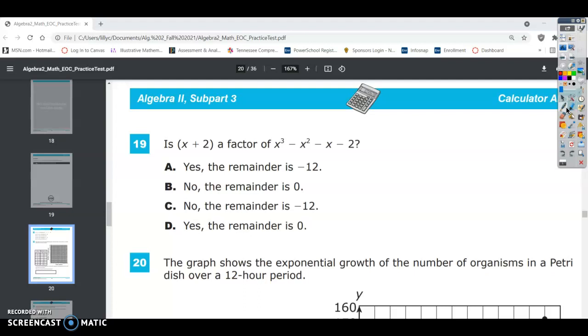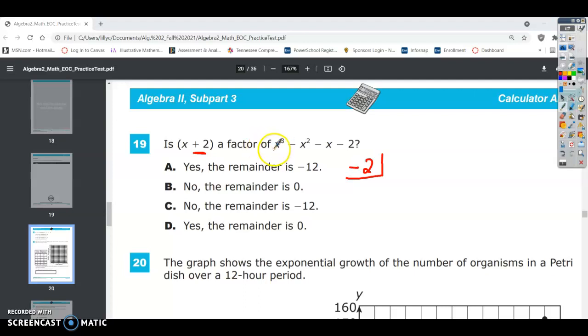So you can use synthetic division or long division. If we use synthetic division, remember you're going to take what's in the binomial and you're going to change the sign. So the first thing we need to do is take this right here and we're going to put a -2 and just kind of put a little box around it.